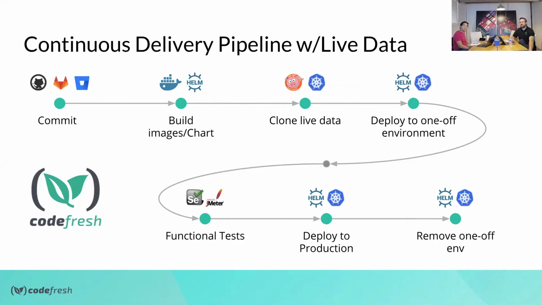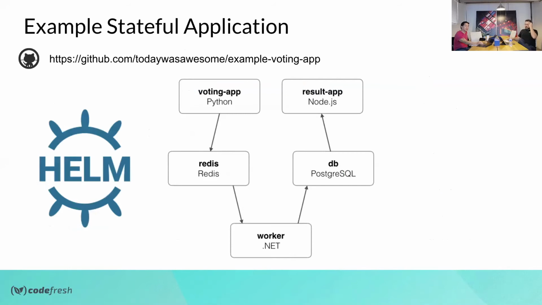Very cool. And then if those pass, we'll deploy to production and we'll remove the one-off environment. And this is a fairly simple pipeline, but under the covers, there's actually some really interesting things going on. For example, our application, again, it's made up of all of these different images. I don't have to build the Redis image, and I don't have to build the Postgres image because I'm just using the default. But my Python, Node, and .NET images are all in this single mono repo.